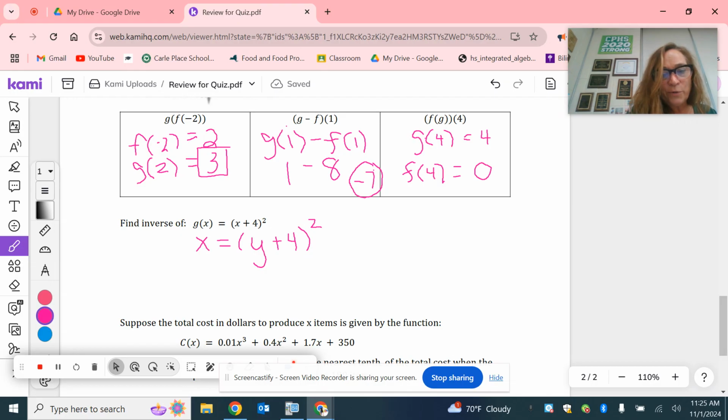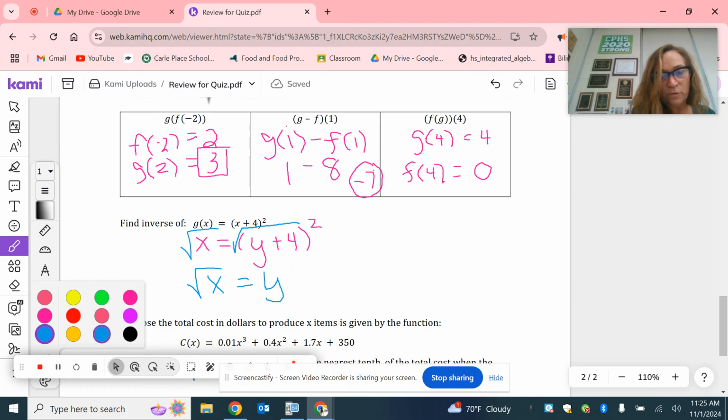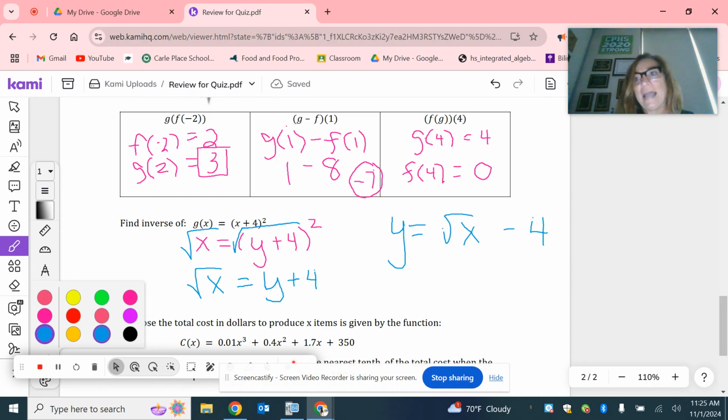So this is not so bad. You're just going to do the opposite of the square root. The opposite of squaring is square root. So I get the square root of x is equal to y plus 4. Then you subtract 4 from both sides. So you get y is equal to the square root of x minus 4. I wrote it really far away, but you just want to make sure that that minus 4 is not under the square root sign.